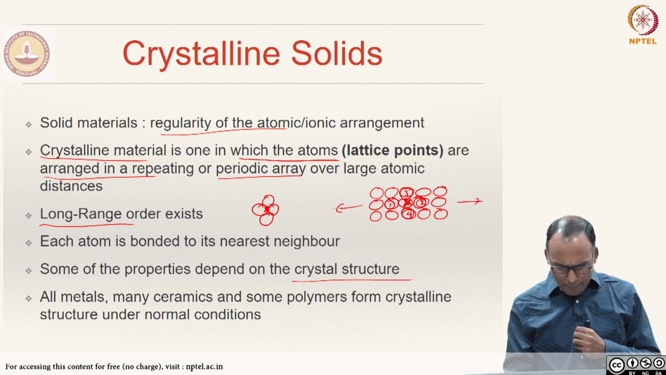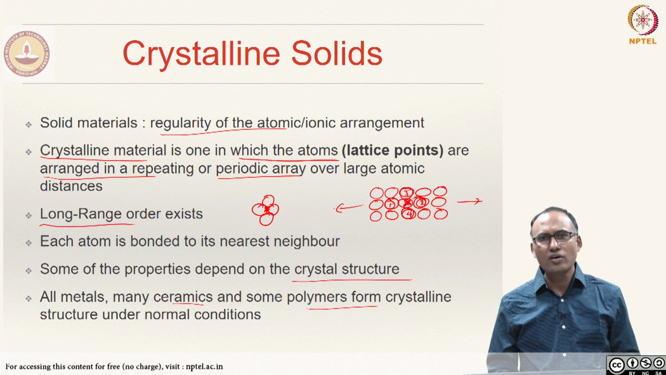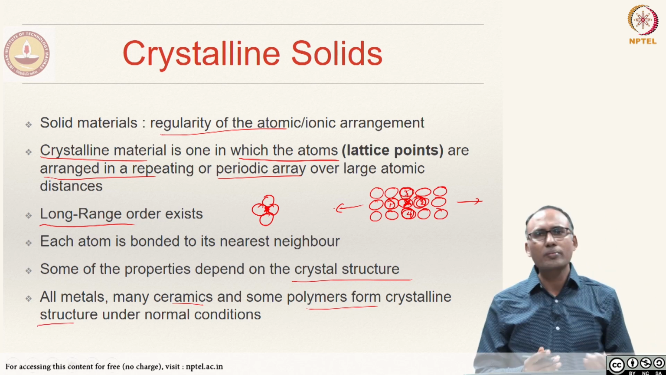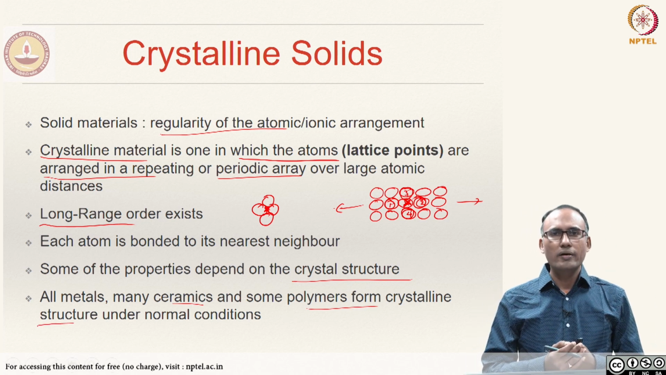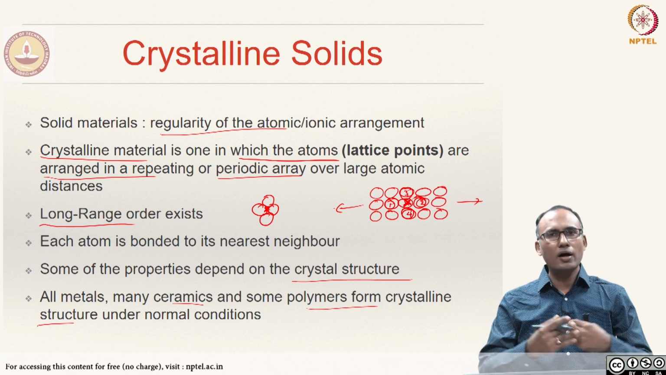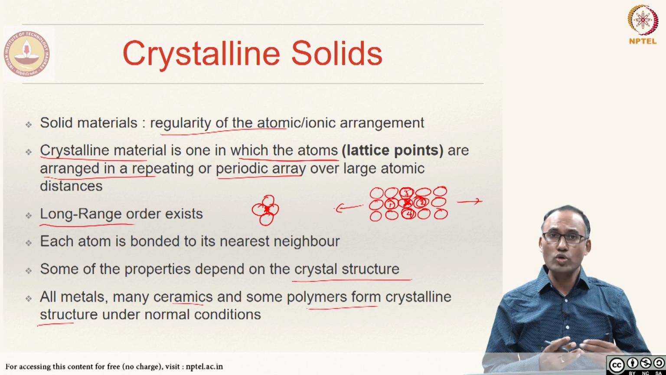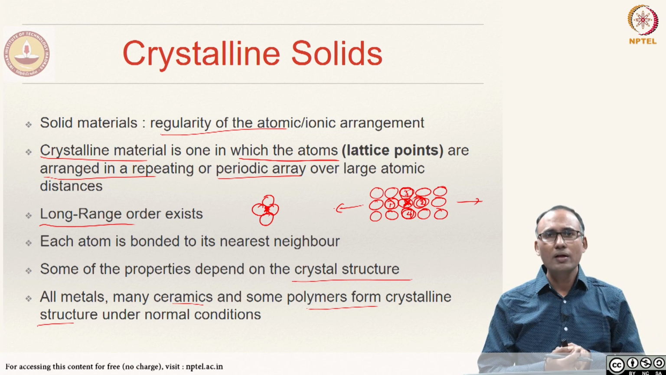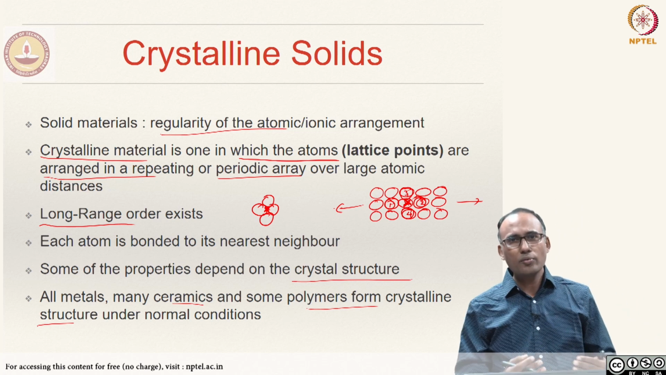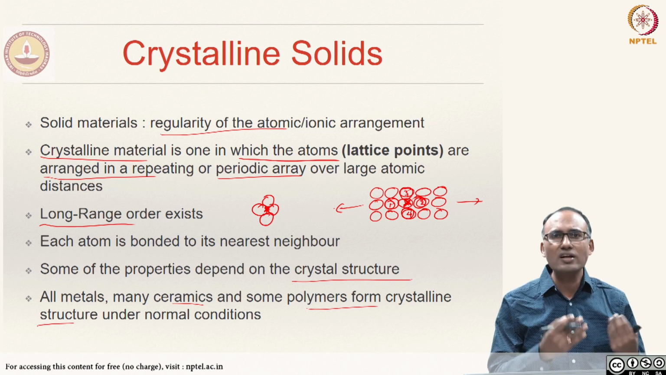All metals, many ceramics and some polymers form crystalline structure under normal conditions, right, and normally they will form crystalline structure, but you can also do additional processes to make amorphous forms of them, but in general most of all the metals are crystalline in nature.